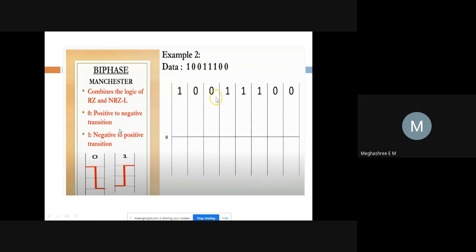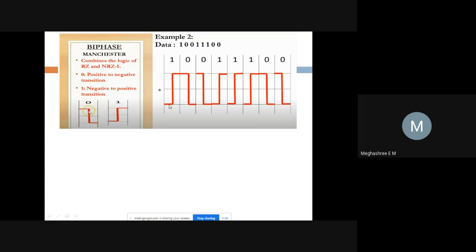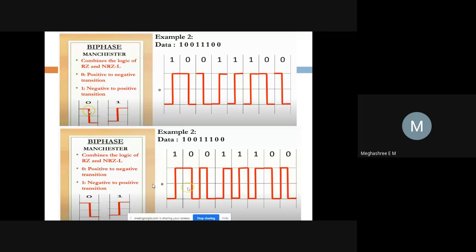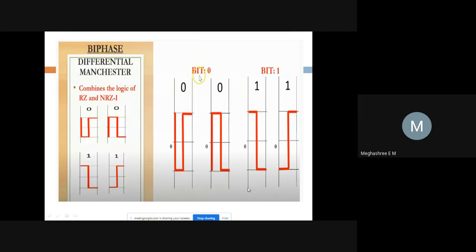So let's consider another example, 1 0 0 1 1 1 0 0. 1 in the sense you have to start from the negative side and move to the positive side. When there is 0, start from the positive side and move to the negative side. So that is what is drawn here. The same will be followed for all the bits. So at last you will get this as a digital signal. Fine. So that is one more example.